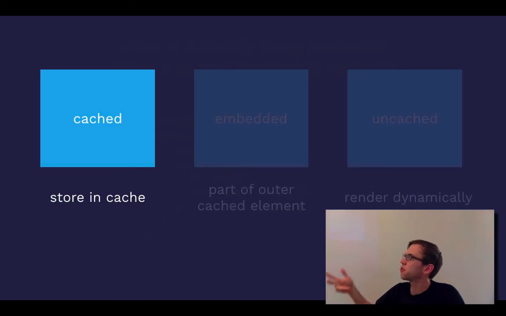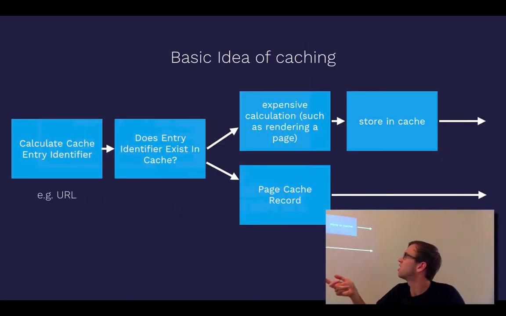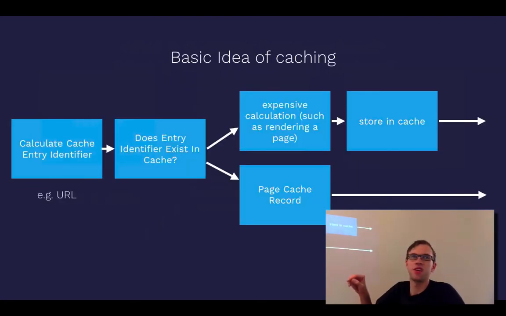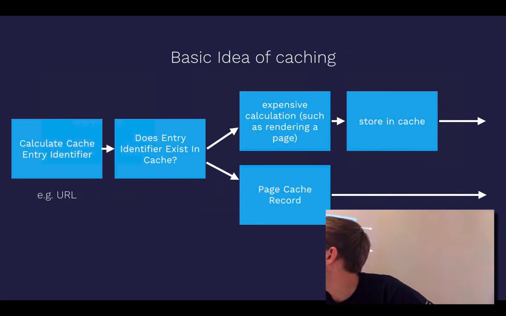And then we have the cached part, and the basic idea of caching is pretty simple. What do we do usually? We have some entry identifier for the cache, a URL. What we usually do is, does this entry identifier exist in the cache? If yes, everything's easy, we deliver all that. If no, we do our expensive calculation, such as rendering the page, and then we store it in the cache. So actually caching is pretty simple, isn't it?